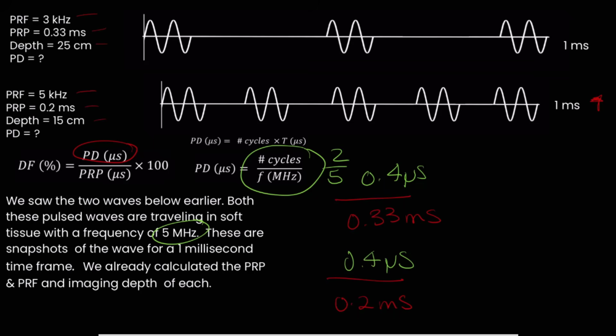Instead of converting both of the PRPs, which are separate values, into microseconds, I'm going to convert the pulse duration into milliseconds because it is the same value for both of the waves. 0.4 microseconds into milliseconds equals 0.0004 milliseconds. Now we can divide that by 0.33 milliseconds, and 0.0004 milliseconds divided by 0.33 milliseconds gives us a value of 0.0012. And we can stop here if we wanted to.